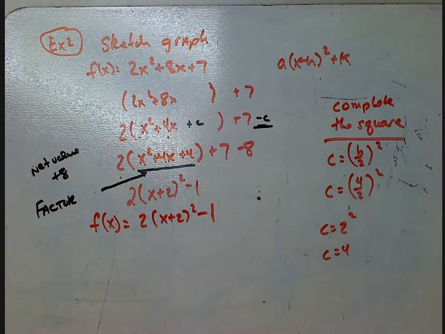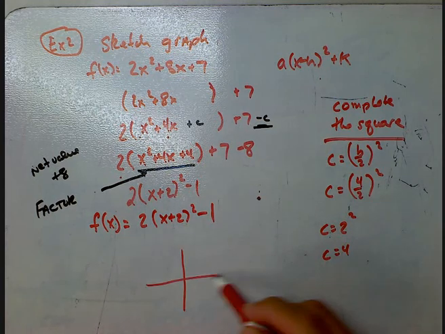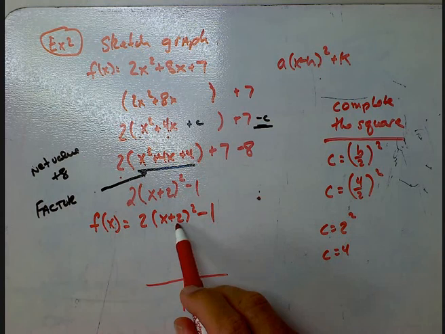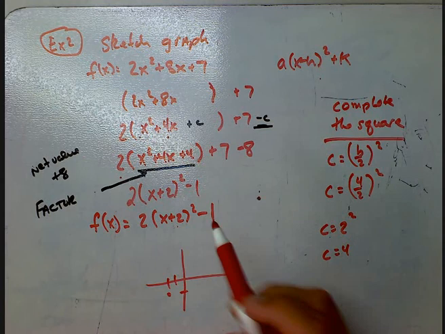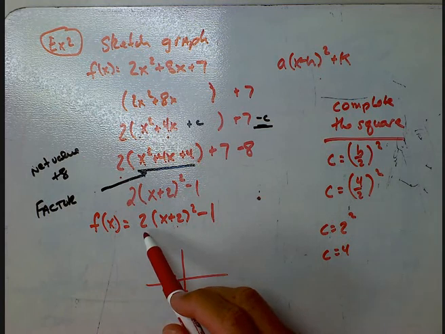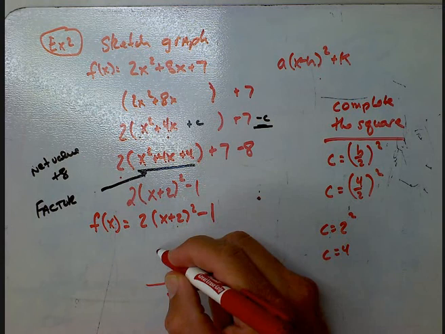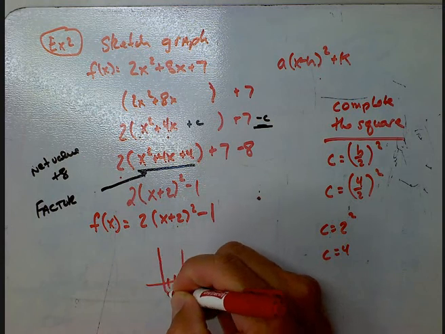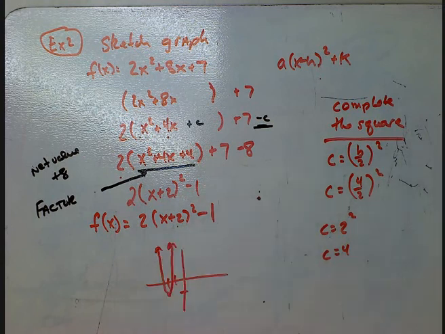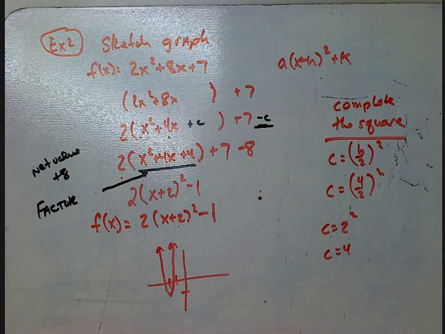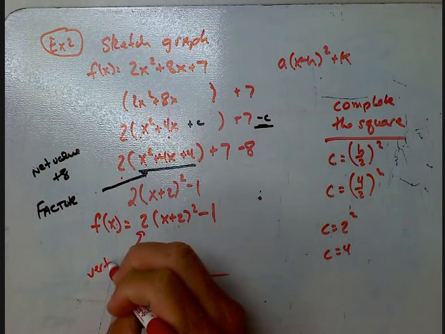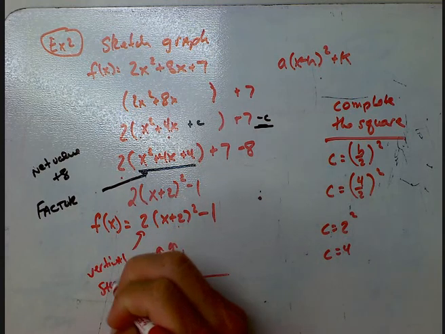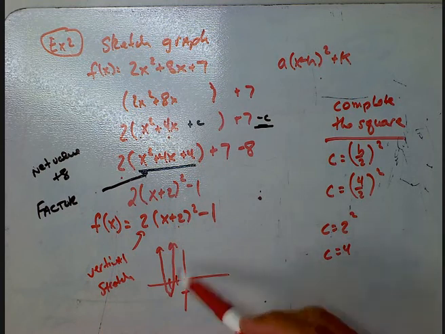To sketch the graph, we know the vertex shifts 2 left, so it's at negative 2, and down 1 to negative 1. Since this is a positive 2, it does a stretch, which makes the graph skinnier than the normal graph, and it looks like that as our sketch. We know that 2 as a vertical stretch. Vertical stretch just means to make the graph a little bit skinnier.